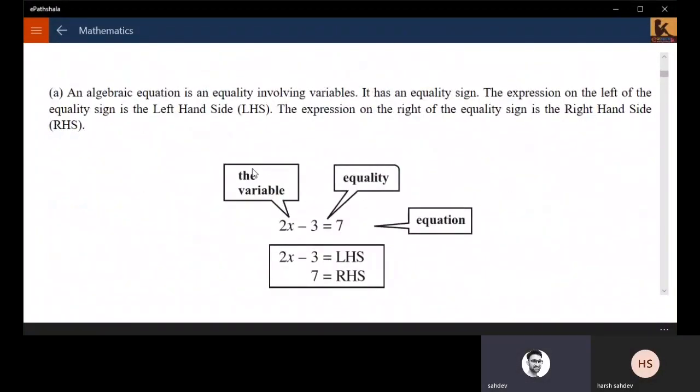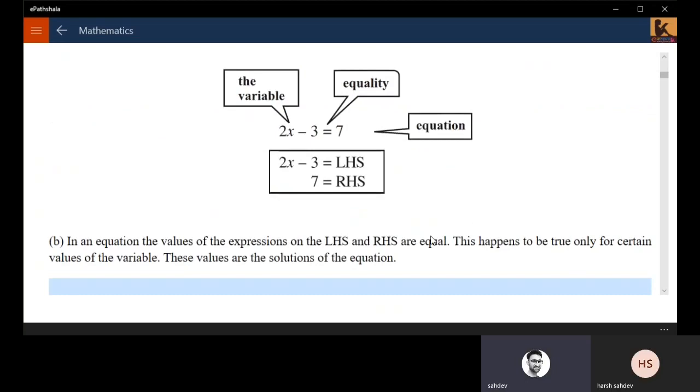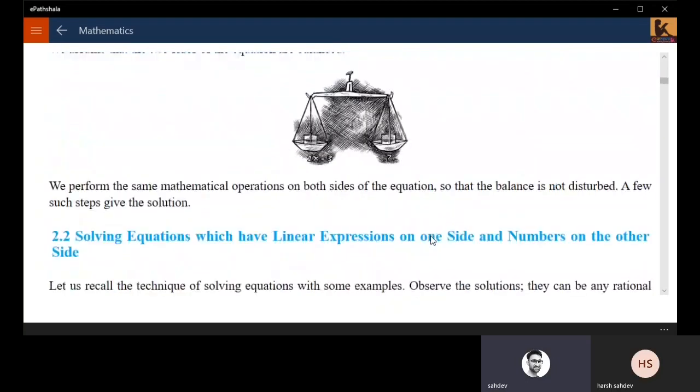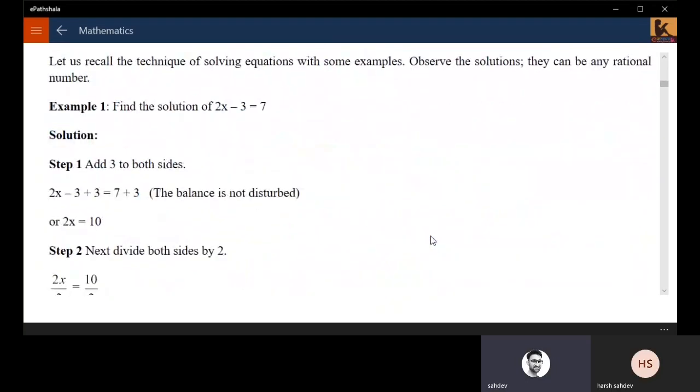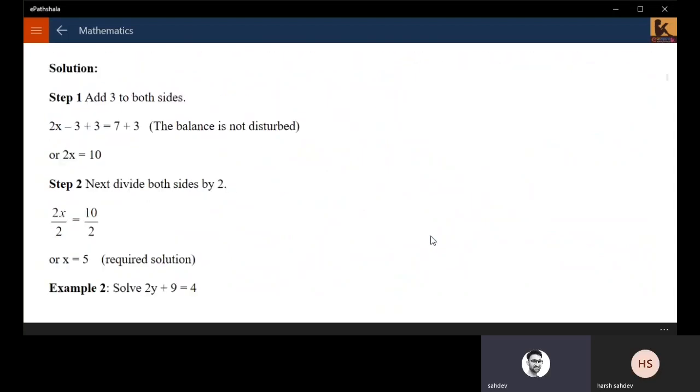This is our chapter, linear equation. Over here also it is given the variable is x, the equality sign is this, and it becomes an equation. Let's take one example. We have to solve this exercise number 2.1 using the transpose method.